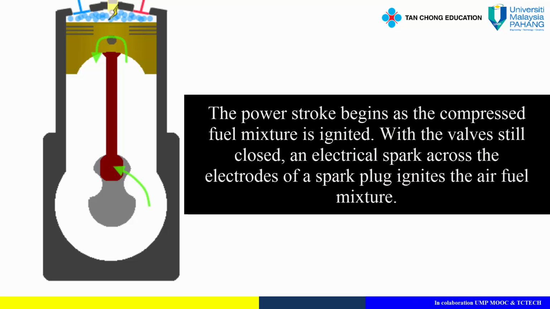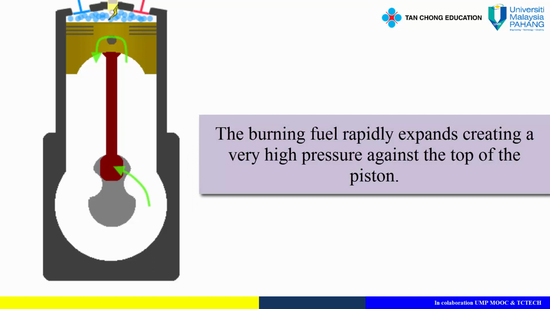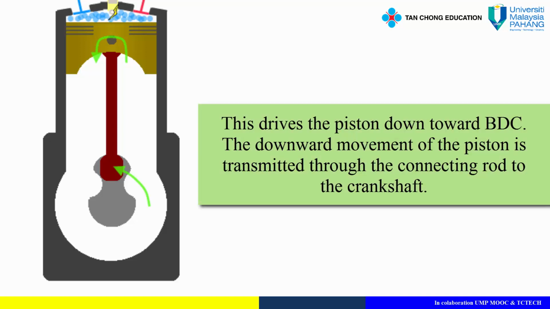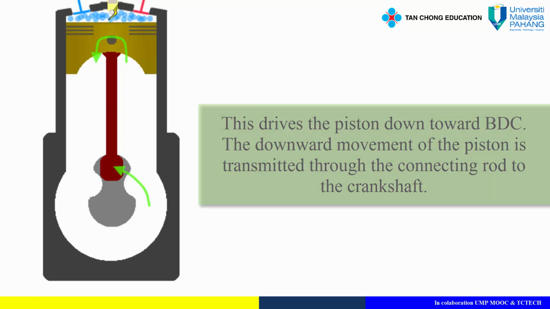Power stroke. The power stroke begins as the compressed fuel mixture is ignited. With the valves still closed, an electrical spark across the electrodes of a spark plug ignites the air-fuel mixture. The burning fuel rapidly expands, creating a very high pressure against the top of the piston. This drives the piston down toward BDC. The downward movement of the piston is transmitted through the connecting rod to the crankshaft.